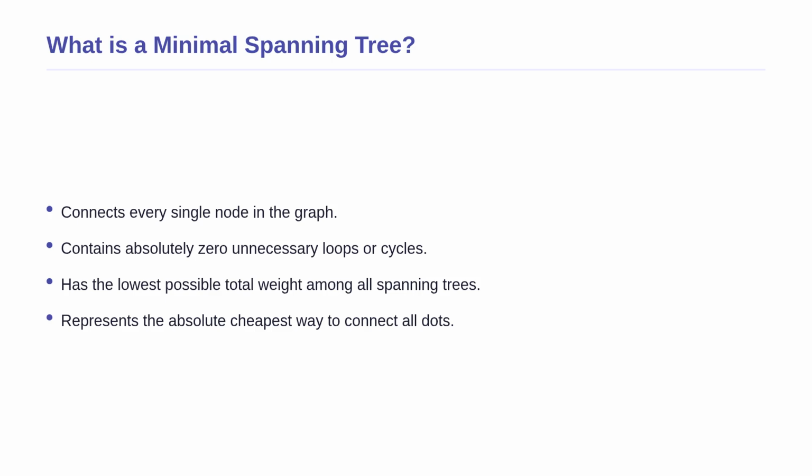Now that we understand what a spanning tree is, what makes it minimal? A minimal spanning tree is the specific spanning tree that has the lowest possible total weight among all possible spanning trees for that graph. In the real world, if you are laying down water pipes to connect neighborhoods, you do not need every neighborhood connected directly to every other one. They just need to be connected to the overall system. The minimal spanning tree gives you the absolute cheapest way to connect all the dots without creating any unnecessary loops.